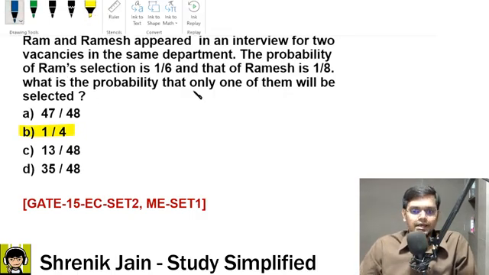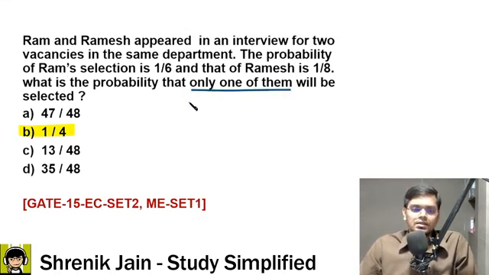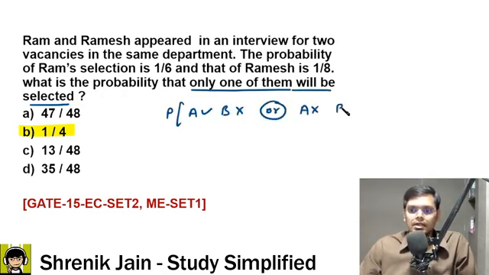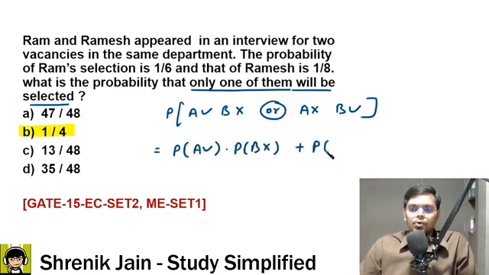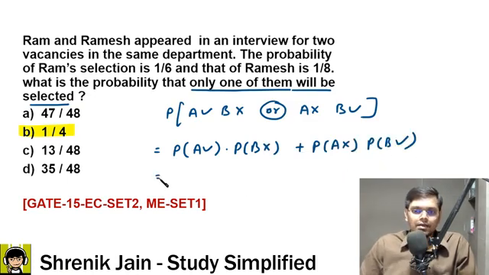What you are telling is, when only one of them is selected, then you have to say the probability that A is selected, B is not, or else A is not selected and B is selected. So I can say it as probability of A selection into probability of B not selected, plus probability of A not selected into probability of B selected. Sir, that is given in the question.